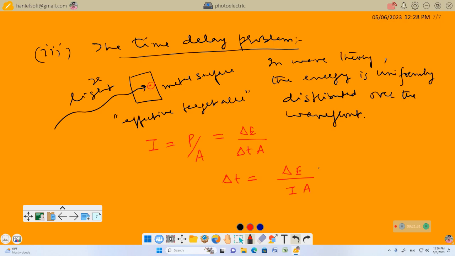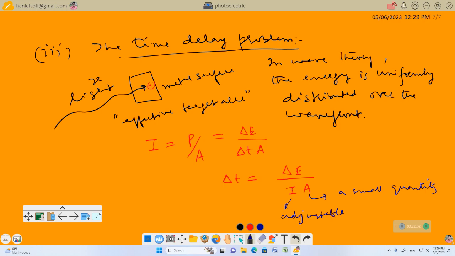Delta E is the amount of energy, for example, in this case, required by the electron to leave the metal surface, right? And delta t is the corresponding time in which it can absorb that much energy from the light. A is its effective area, the area from which it can absorb. I is the intensity of light. Now this A is already a small quantity, right?